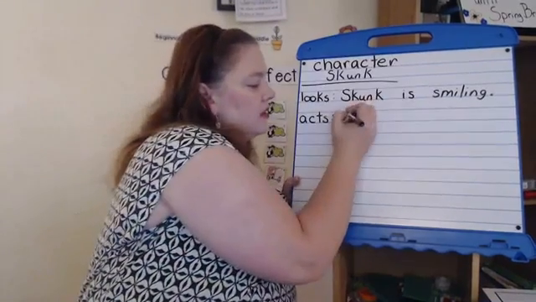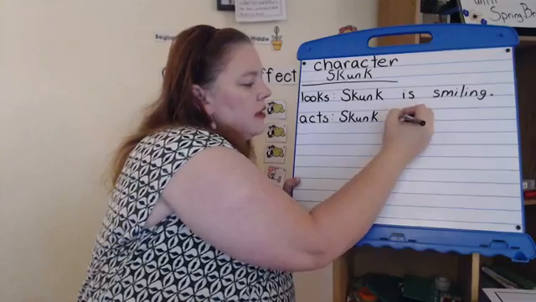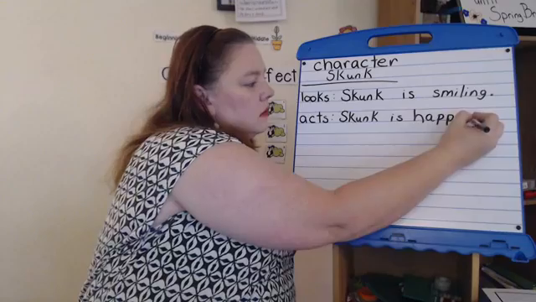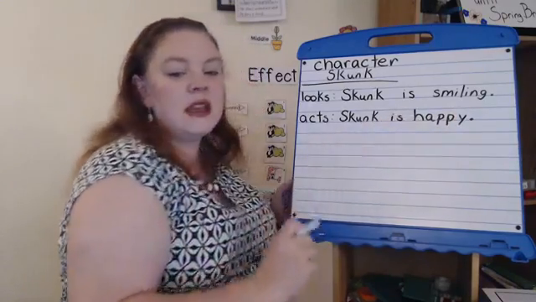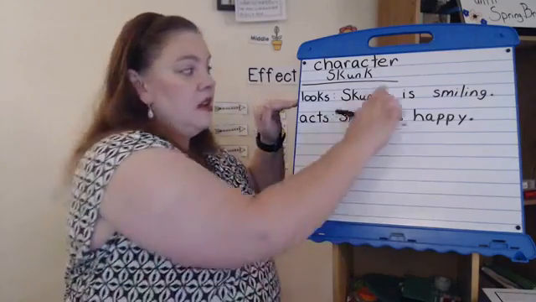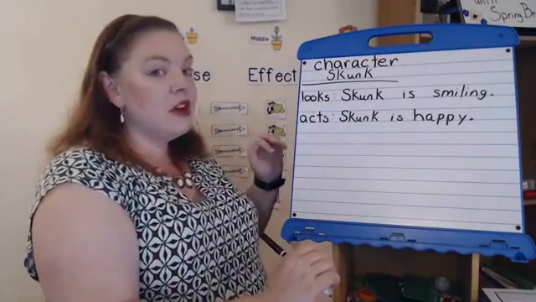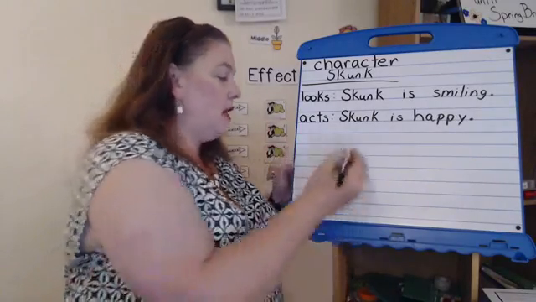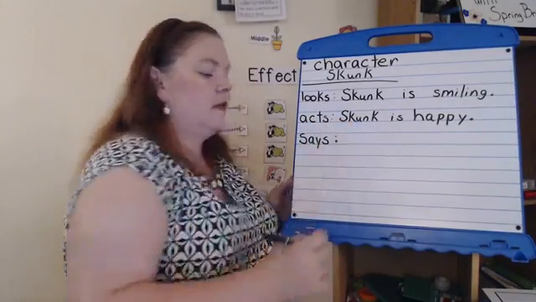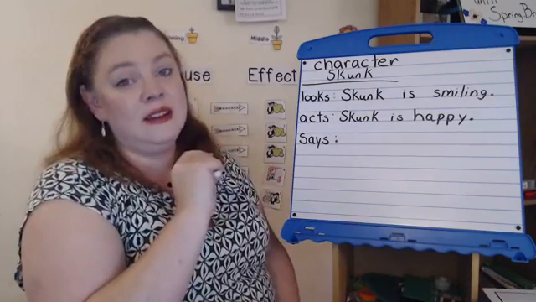So I'm going to write Skunk is happy. Skunk is happy. So that's how he acts. So we have looks, Skunk is smiling, acts, Skunk is happy. So our third trait we're going to look at for our skunk is, what does he say? In our book, what does Skunk say over and over again?